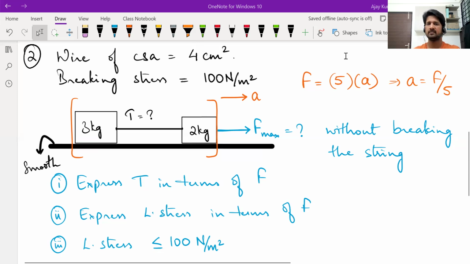How are force and acceleration related? Rishi: F is equal to ma, sir. F net is equal to ma. Okay. Now, our aim is to derive tension.